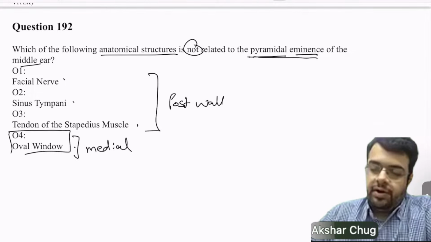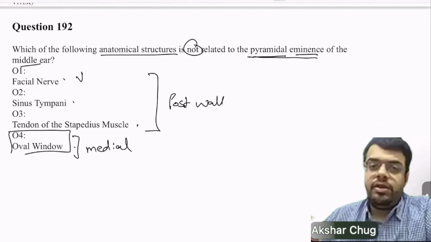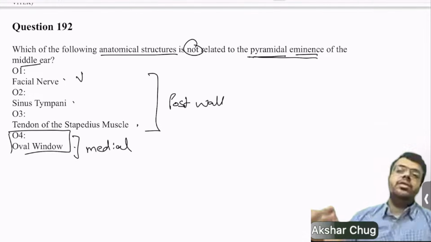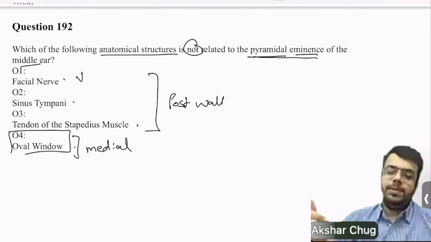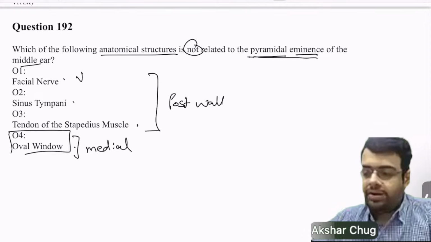The facial nerve, especially the vertical segment, is on the posterior side. The sinus tympani is the space in which ear disease is retained because it is present behind the pyramid. And the tendon of stapedius also arises from this very structure.